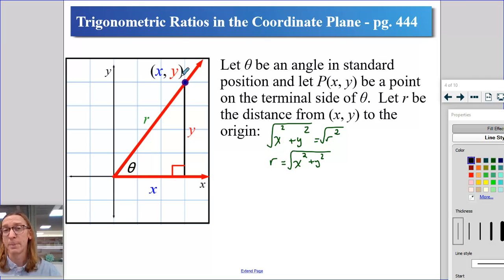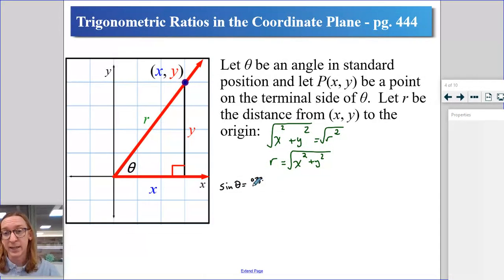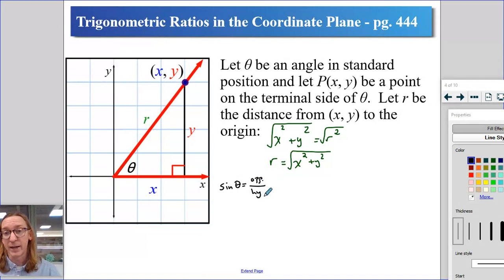And I'll say that one more time. I can take the ratios for sine, cosine, and tangent and rewrite them not in terms of legs, but in terms of x, y, and r. And I'll do that in a little progression. The sine of theta, if I'm thinking of right triangles, is expressed as the length of the opposite side divided by the length of the hypotenuse.